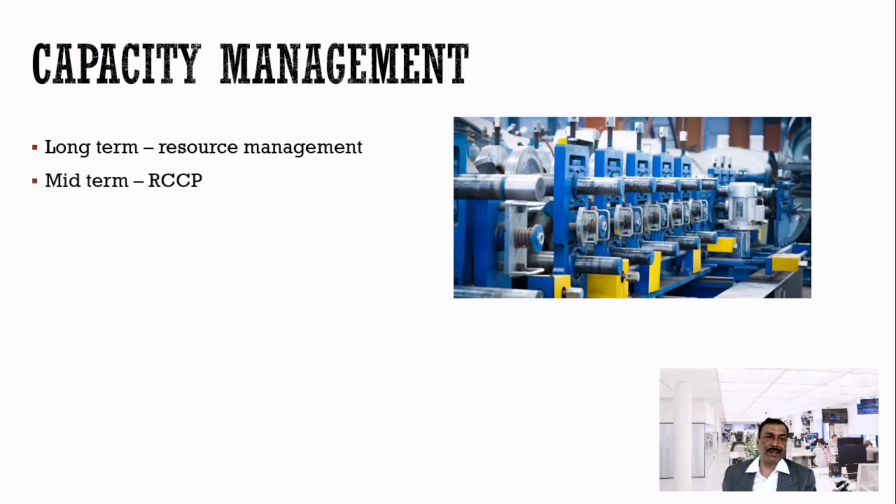The second level is called RCCP, rough cut capacity planning. We were talking about the planning hierarchy. There is S&OP, then comes the master production schedule, then MRP. In the master production schedule, we had the mix level, where we were talking about end product quantity. For that we need to check the capacity by using a process called rough cut capacity planning.